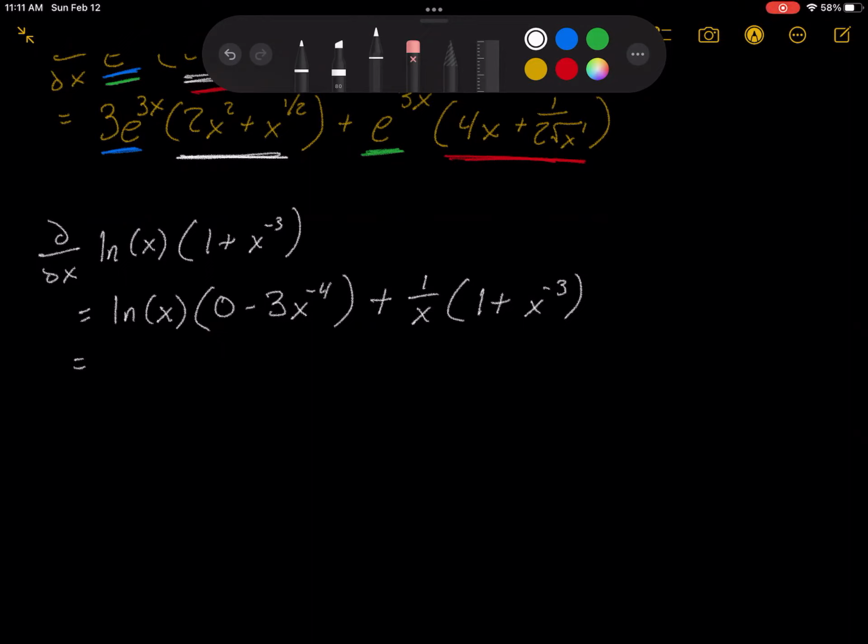We can clean it up a little bit with some algebra, right? If we wanted to, we could write this as minus 3 natural log x over x to the 4 plus a 1 over x plus a 1 over x to the 4. Right, but we were done with the calculus at that step.